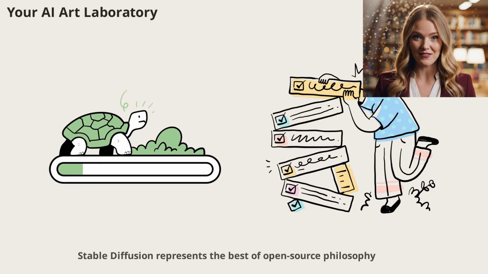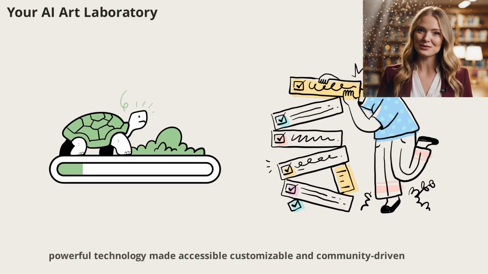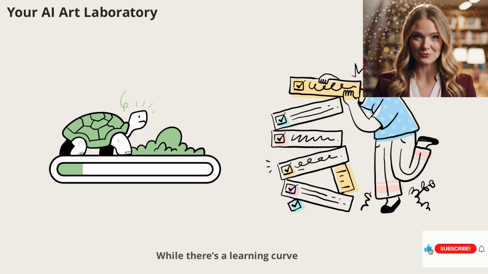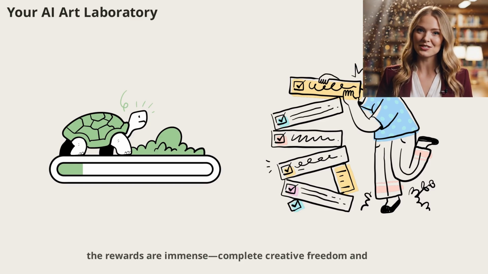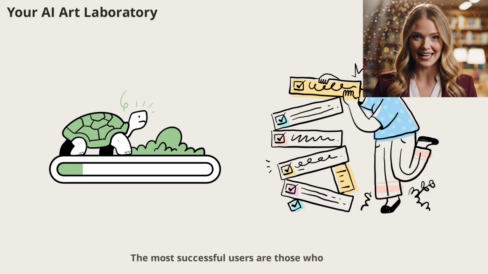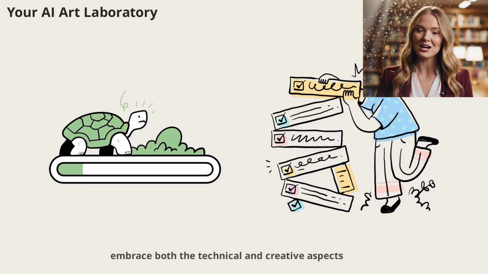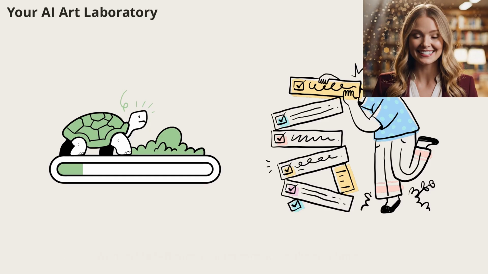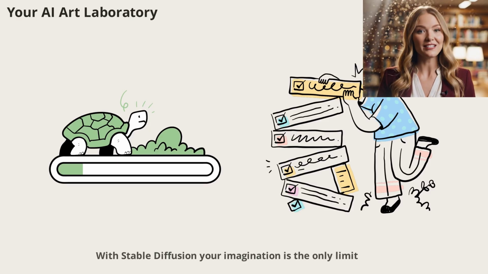Stable Diffusion represents the best of open source philosophy. Powerful technology made accessible, customizable, and community-driven. While there's a learning curve, the rewards are immense: complete creative freedom and a deep understanding of AI art generation. The most successful users are those who embrace both the technical and creative aspects, constantly experimenting and learning from the vibrant community. With Stable Diffusion, your imagination is the only limit.